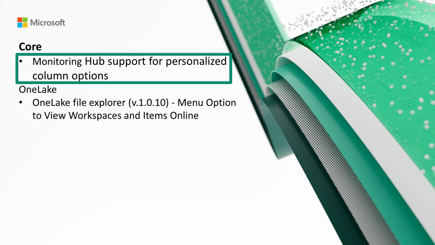Moving on to OneLake. For OneLake File Explorer v1.0.10, we've got a menu option to view workspaces and items online. We're excited to announce the new release of OneLake File Explorer for Windows. You can seamlessly transition between using the OneLake File Explorer app and the Fabric web portal. When browsing data in OneLake File Explorer, right-click on a workspace and select OneLake, View Workspace Online. Selecting this will open the workspace browser on the Fabric web portal. Similarly for items within your workspace.